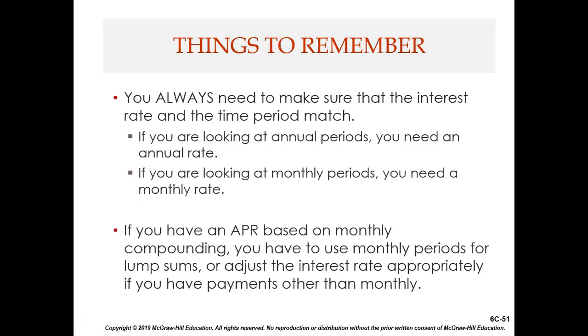You always need to make sure that the interest rate and the time period match. So if you are looking at annual periods, you need an annual rate. If you are looking at monthly periods, you need a monthly rate. And that's what we were talking about before. If you are looking at how much should my loan payment be each month, then you make sure your N is in terms of months, not an annual amount. So if you have an APR based on monthly compounding, you have to use monthly periods or adjust the interest rate appropriately. And that's what we were doing this whole time. They're just reminding you here.